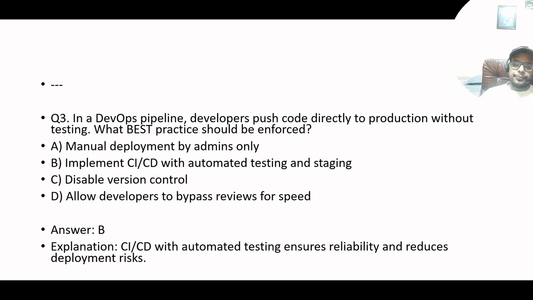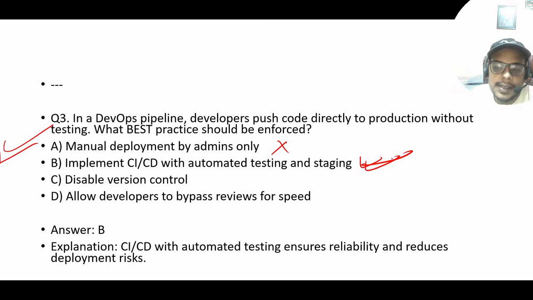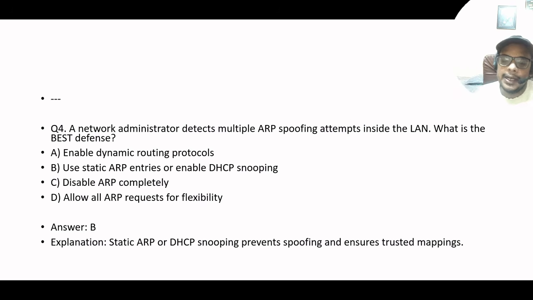Okay, B. Then, in a DevOps pipeline, a developer pushes code directly to production without testing. What best practice should be enforced? Manual deployment by admins only? No, it will take a lot of time. Implement CI/CD with automated testing and staging? Yes, that is the best way, right? Disable version control? Again, no help. Allow developers to bypass reviews for speed? Again, no. So the answer will be CI/CD with automated testing.